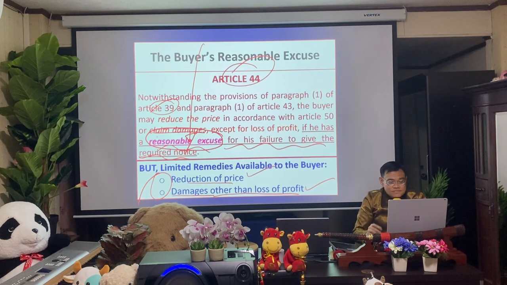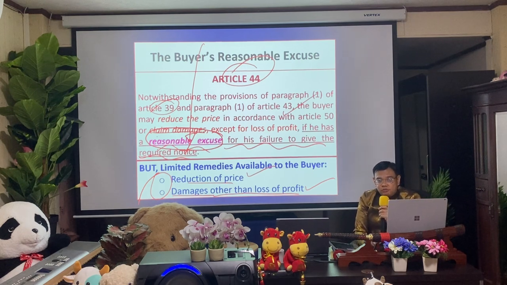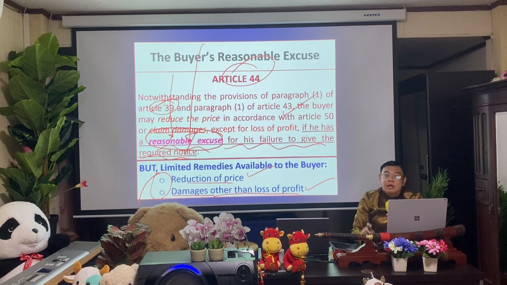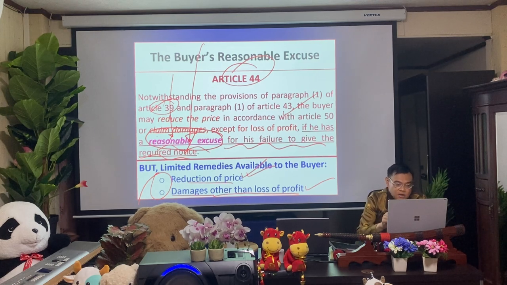That means that with respect to exception number two, it does not mean that the buyer will retain full remedies. If the buyer has a reasonable excuse for not giving notice of the lack of conformity, the buyer still has some remedies, but there are only two remedies available to the buyer here: claiming reduction of price and claiming damages for loss other than the loss of profit. Apart from these two remedies, the buyer will not be able to resort to other remedies. This means that these remedies are very limited.